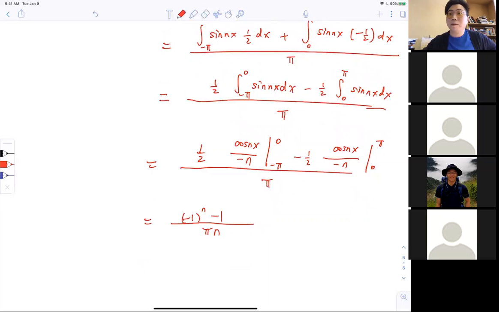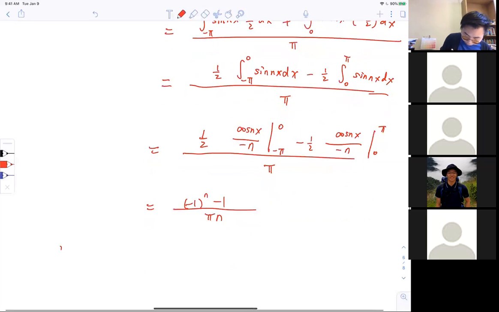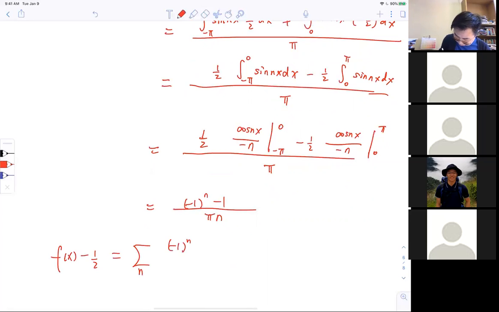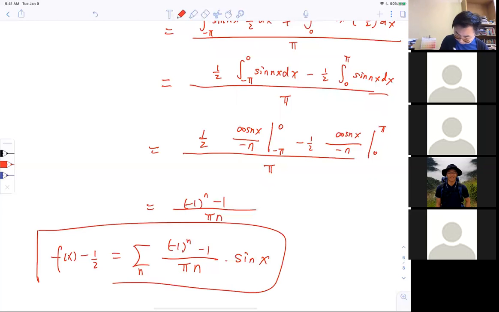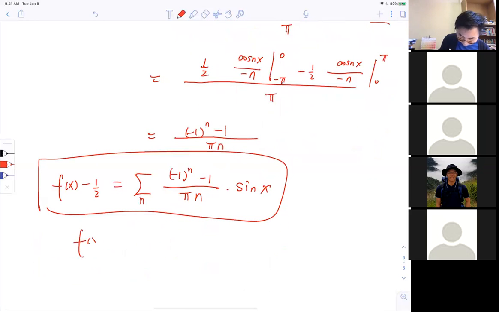Okay, so now you can plug back. This guy equal to n. The coefficient is this, times sine nx. And of course, your f(x) is given by, you just move this part to the right-hand side.